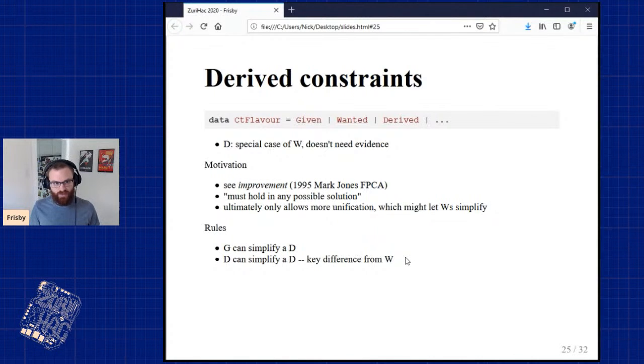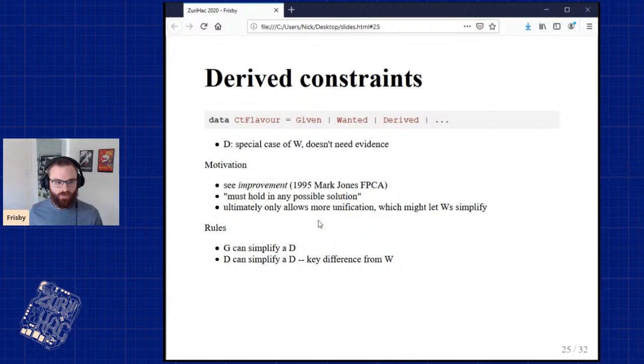So a derived is just a special wanted in that it doesn't need evidence. If you want a conceptual background on the purpose of a derived, there's a paper by Mark Jones, actually several papers. He did a lot of work on qualified types 25 years ago. But the notion here is improvement. It's a set of constraints where we don't actually need the evidence, but if we know that those constraints must hold, then we can do a better job of unification. We can unify more type variables.